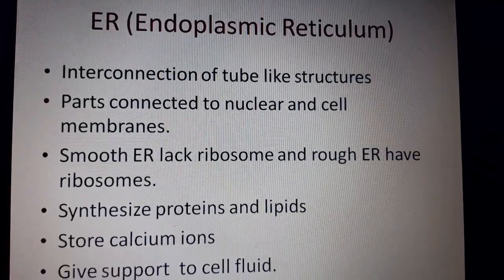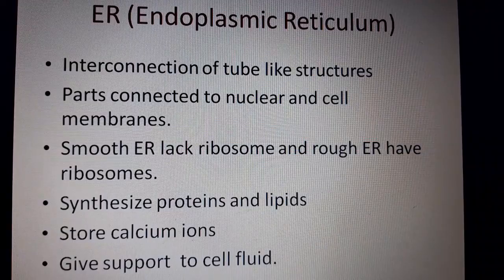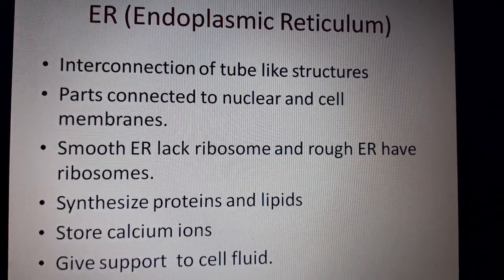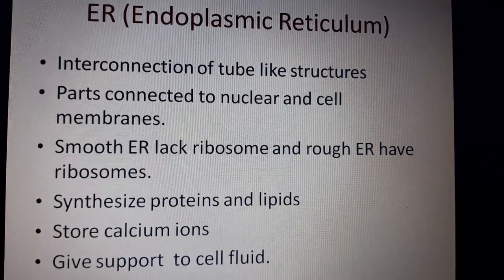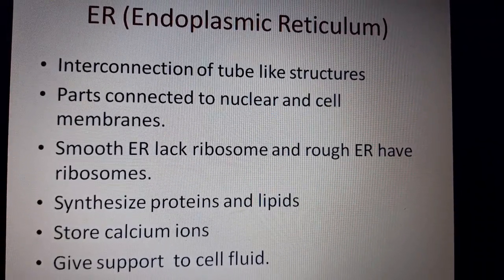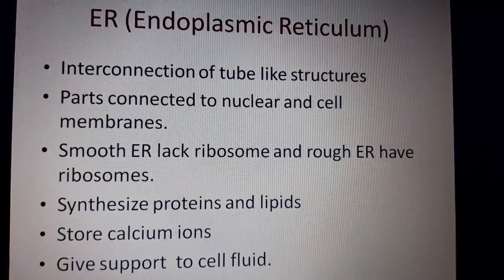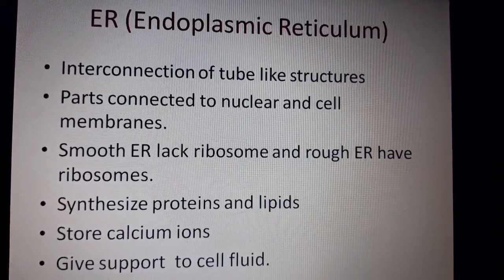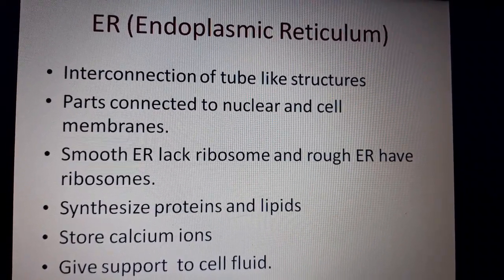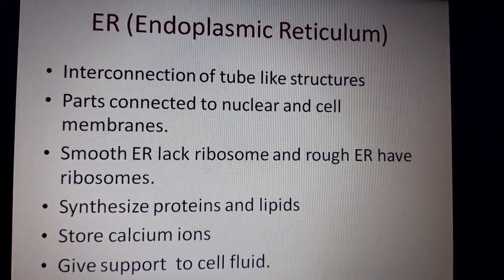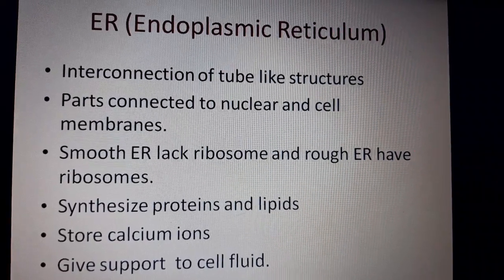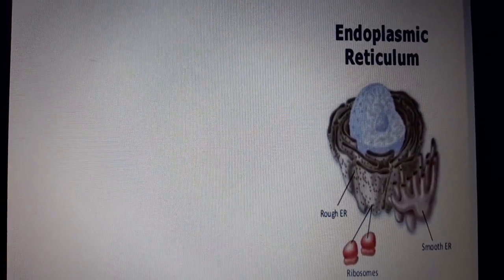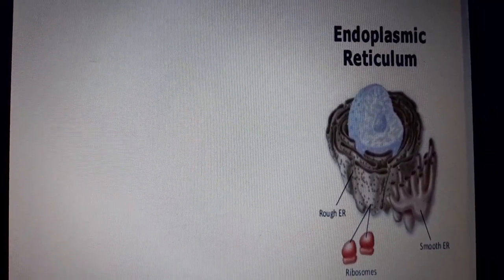Then ER, endoplasmic reticulum. It is the interconnection of various tube-like structures, and its parts are connected to the nuclear membrane and the cell membrane. Smooth ER, or endoplasmic reticulum, has no ribosomes, but rough ER has ribosomes. ER is also responsible for the synthesis of proteins and lipids. They store the calcium ions, and they give support to the cell fluid, the cytoplasm. This is the structure of endoplasmic reticulum, which comprises ribosomes, rough ER and smooth ER.